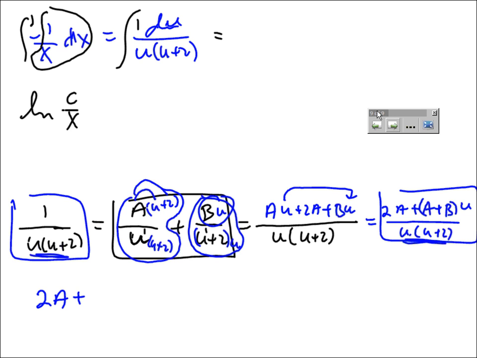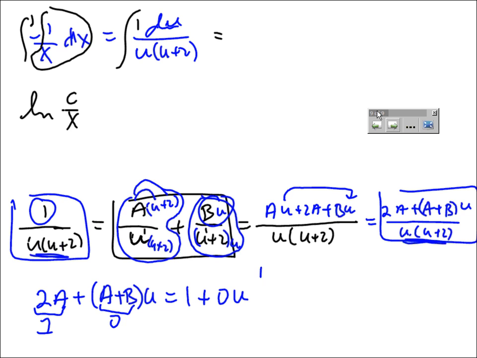2a plus a plus bu must equal 1. For 1 is the same as 1 plus 0u. That is, this must be 1 and that must be 0. Well, if 2a is 1, a is a half. 2 times a half is 1.